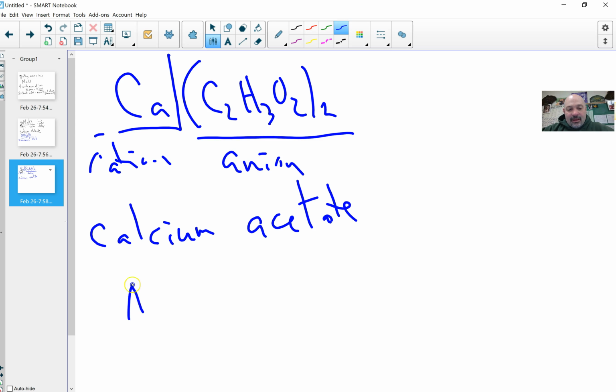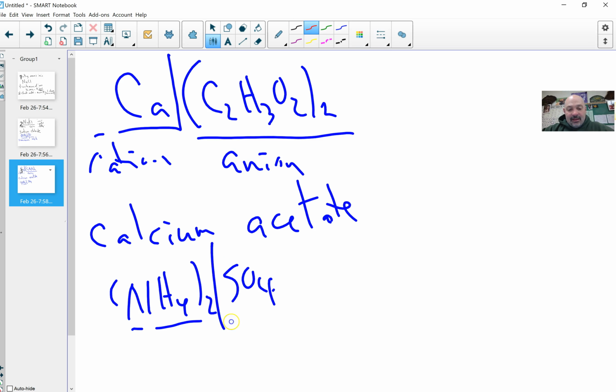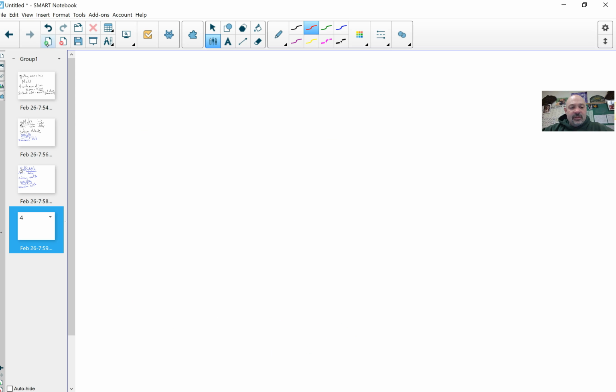If we have (NH4)2SO4, the same rules still apply. What do we start with? We're starting with NH4, which is our cation. That means everything after it has to be the single anion, and we find that on the polyatomic ion chart. Ammonium sulfate.